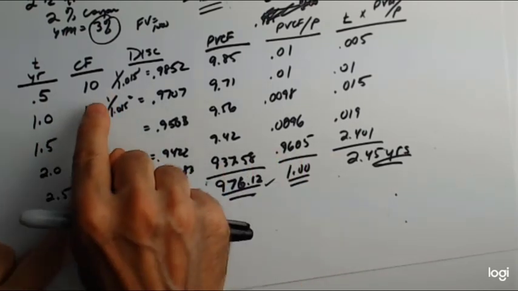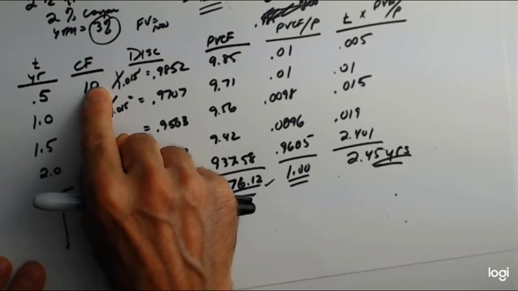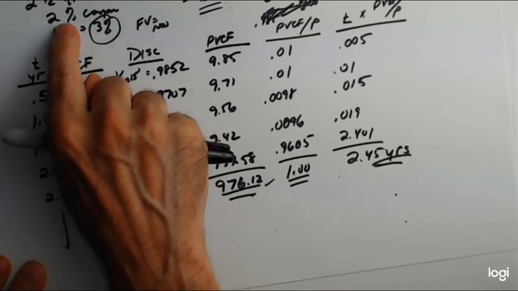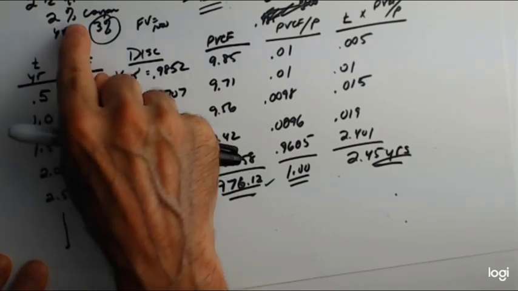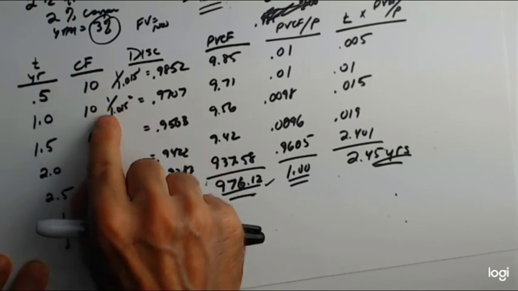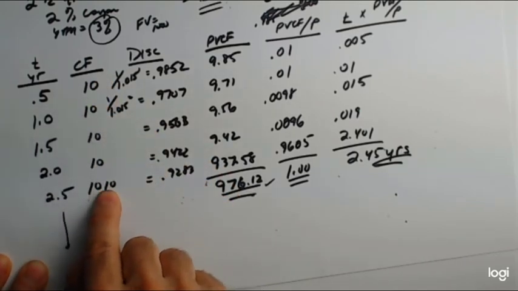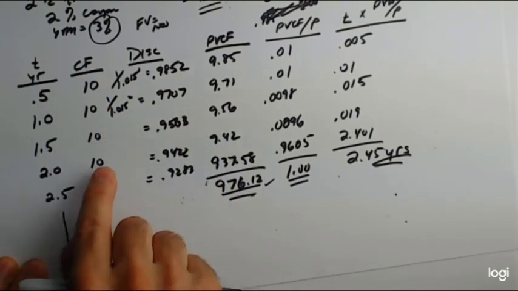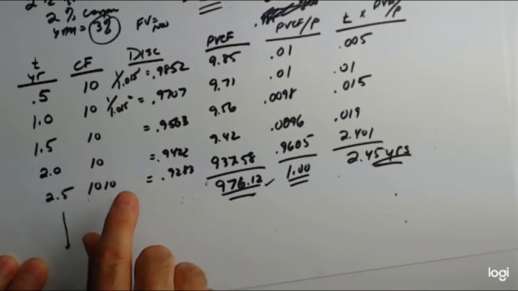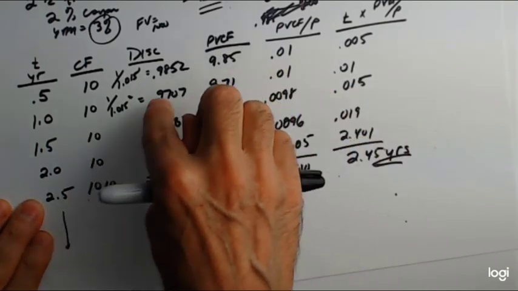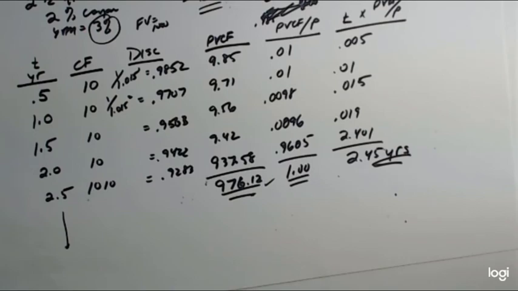Now, what happens if you increase these cash flows? In other words, increase the coupon, say 10%. You plug in 50, 50, 50, 50, and then 1,050 here. You're going to see that it tilts the weight so that the duration is lower.